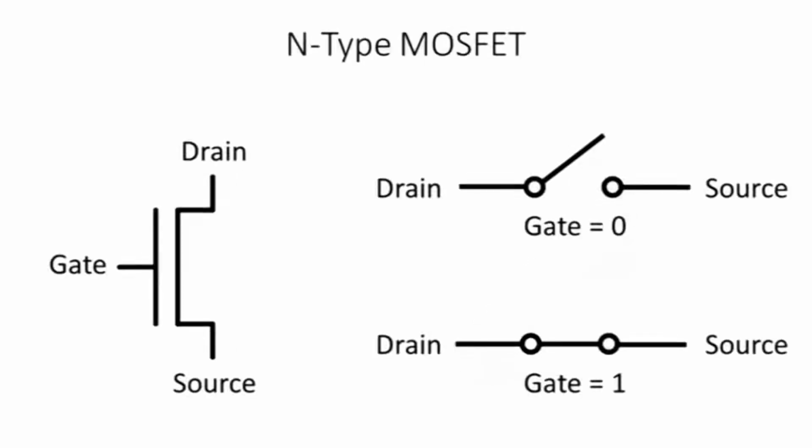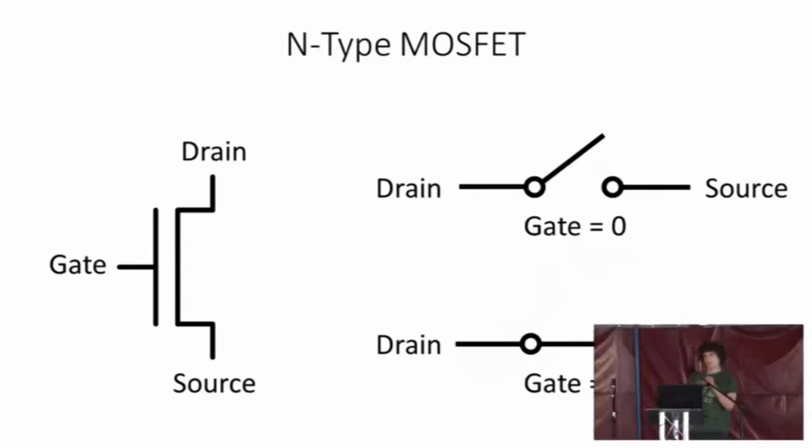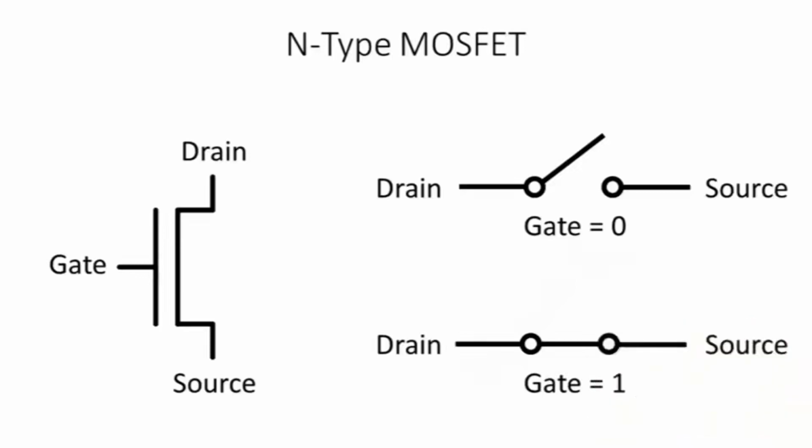The first type is an N-type MOSFET, and we also call this an NFET, and it has three pins, a gate, a drain, and a source. And what it does is very simple. When you put a 1 or a logical high signal on the gate, then it makes a connection between the drain and the source. And when you put a 0 onto it, then it breaks that connection.